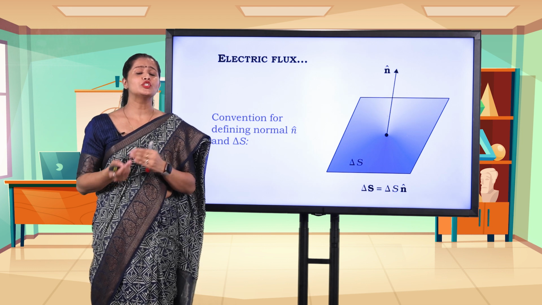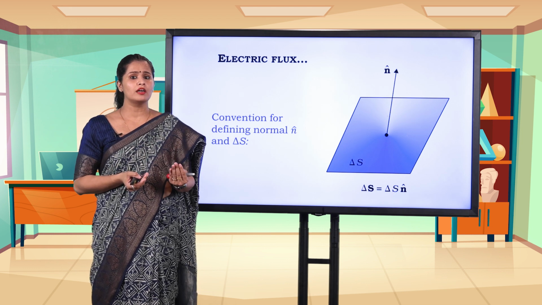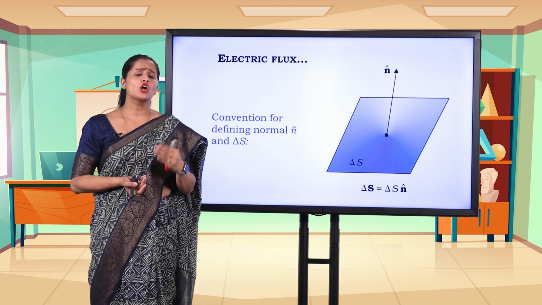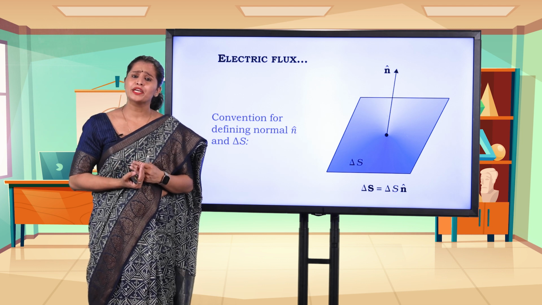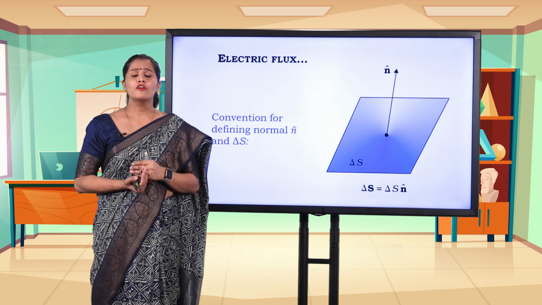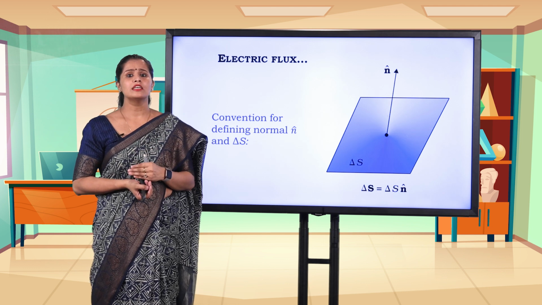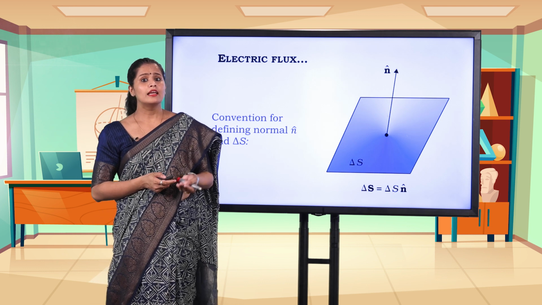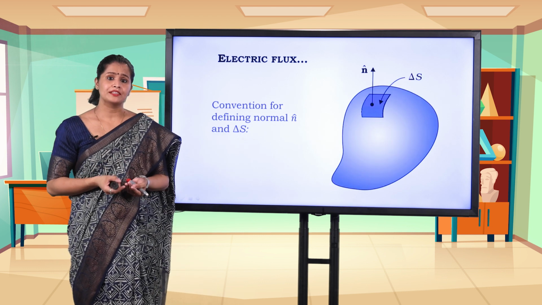Which direction do we choose as the direction of the vector associated with the area element? This problem is resolved by some convention appropriate to the given context. For the case of a closed surface, this convention is very simple. And what's that? Let's see that in the next slide.